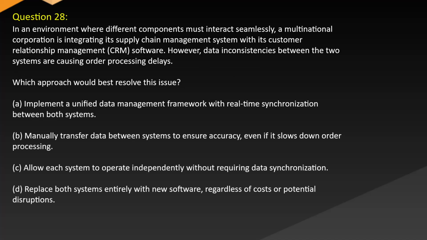Question 28. In an environment where different components must interact seamlessly, a multinational corporation is integrating its supply chain management system with its customer relationship management (CRM) software. However, data inconsistencies between the two systems are causing order processing delays. Which approach would best resolve this issue? A. Implement a unified data management framework with real-time synchronization between both systems. B. Manually transfer data between systems to ensure accuracy even if it slows down order processing. C. Allow each system to operate independently without requiring data synchronization. D. Replace both systems entirely with new software, regardless of costs or potential disruptions.